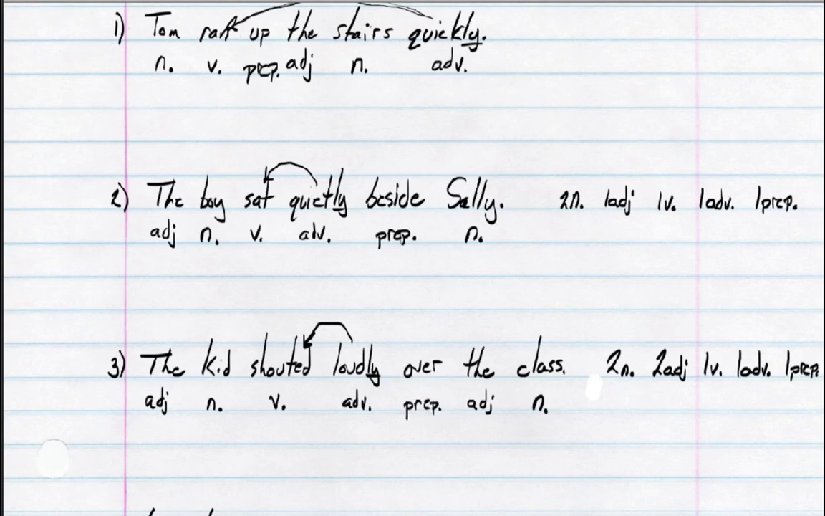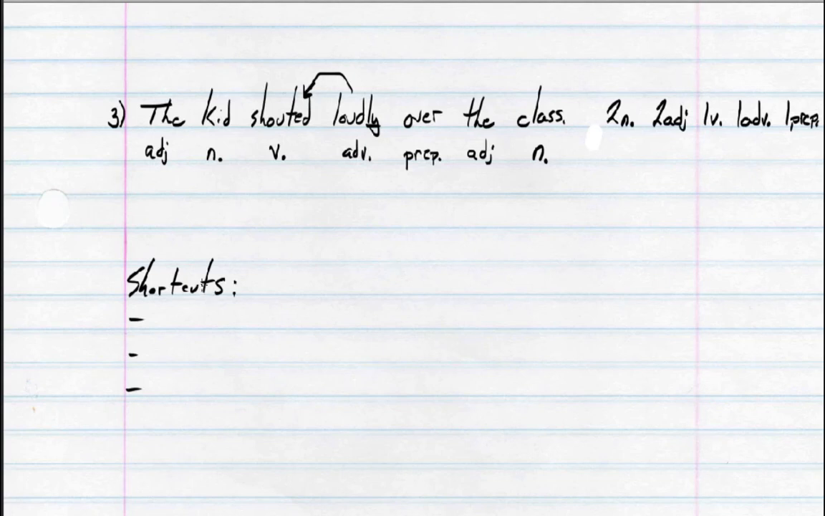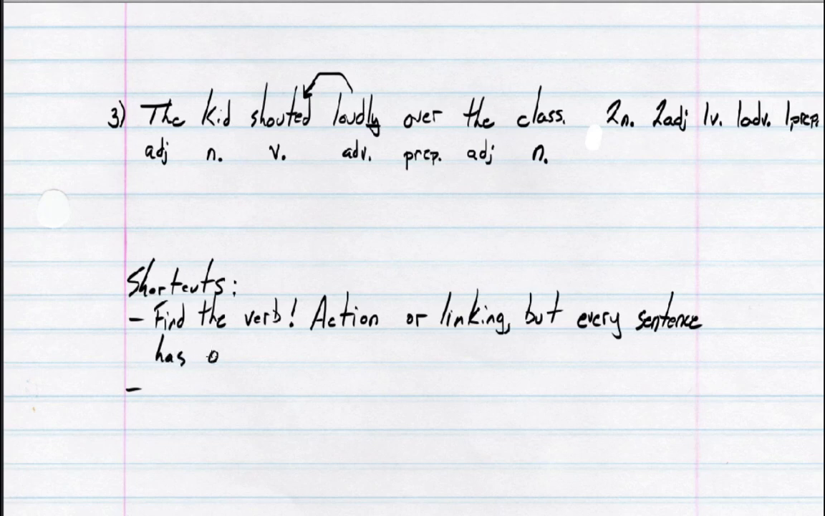All right. Just a couple things that we learned this lesson, and then we'll be done. Shortcuts. The first shortcut is find the verb. It's either going to be action or linking. But every sentence has one.